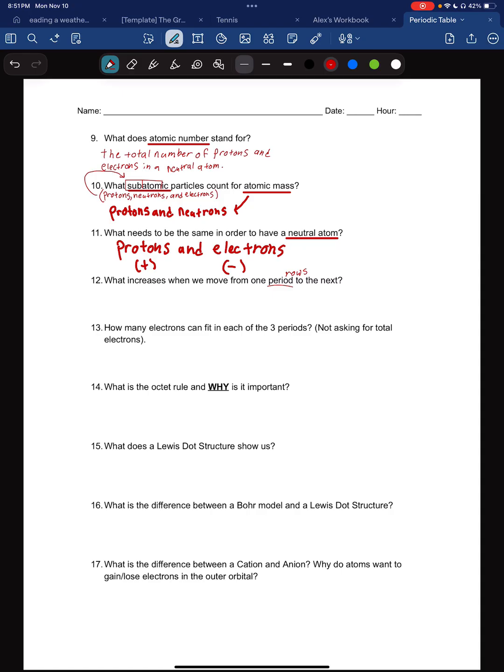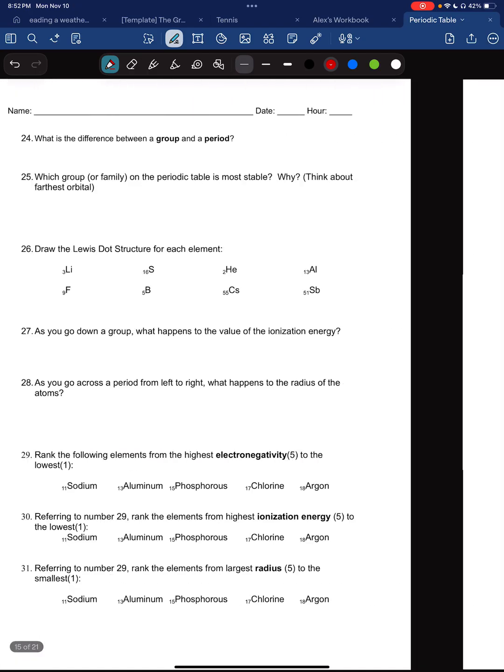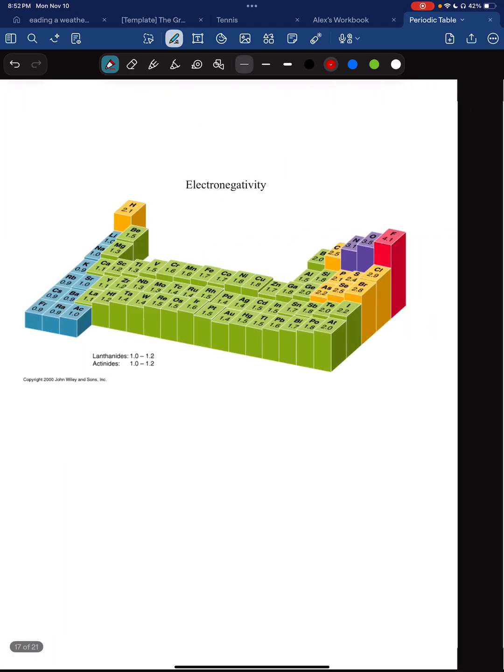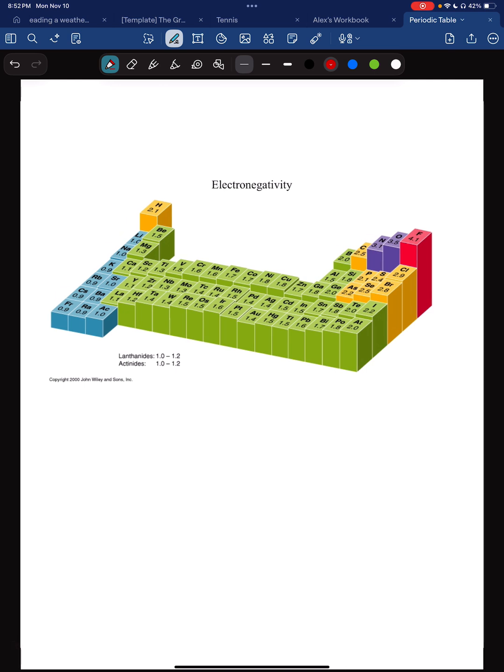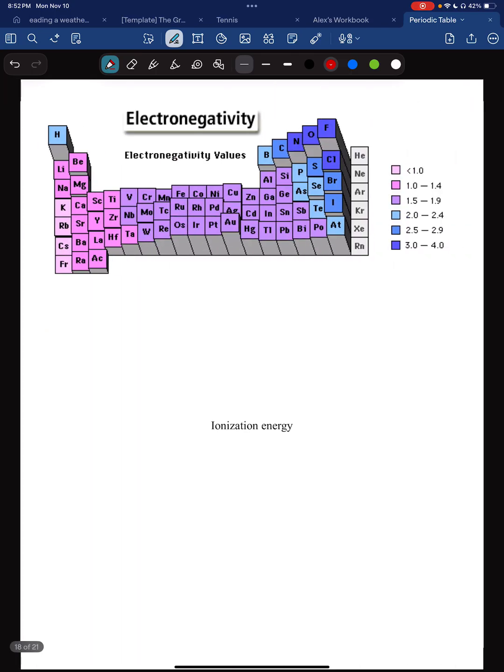What a trend is, is an overall pattern that is occurring. That doesn't mean that a trend is always going to be consistent all the way through, but if we start low on one end and end up high on the other, the overall trend is increasing. So let's take a look at one of our periodic trends here. This one is called electronegativity. We aren't going to get into this one quite yet. On the back of this page is the same thing, except it's a little bit better.